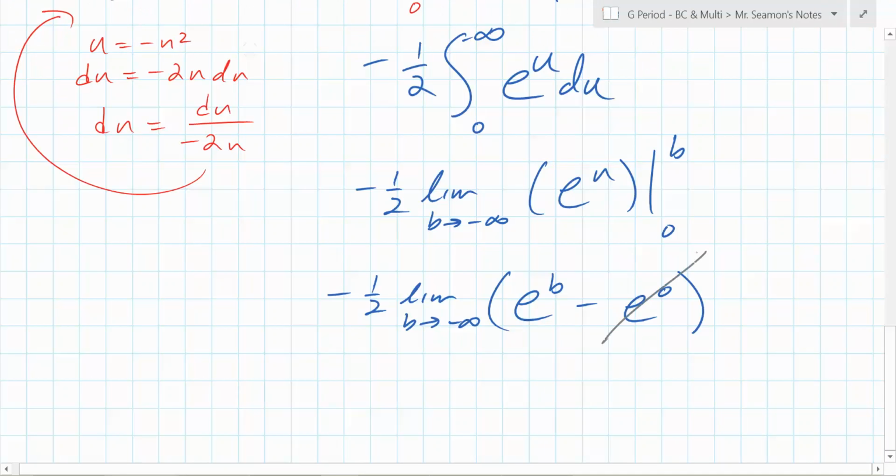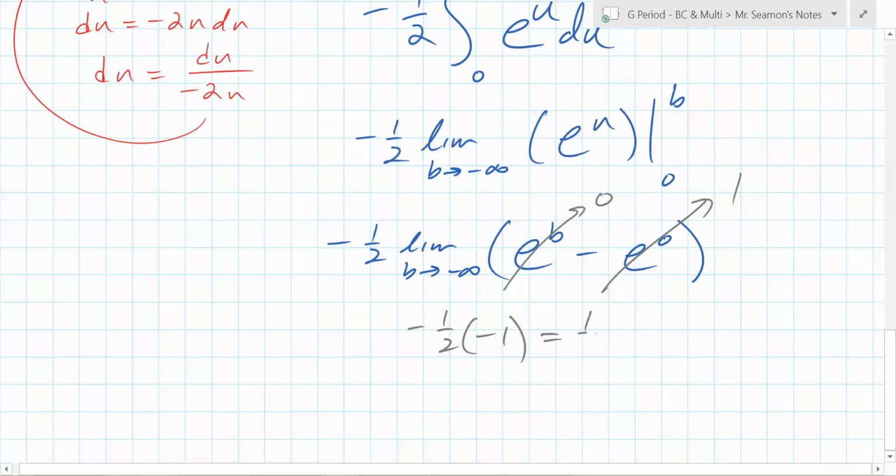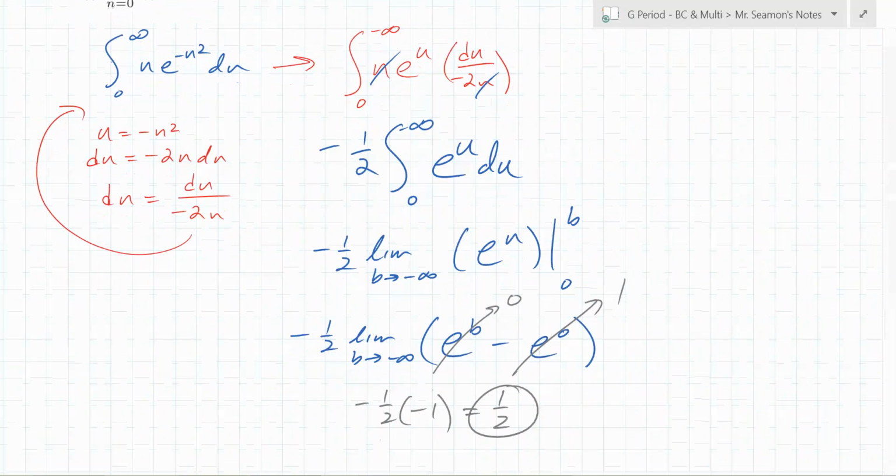1. This is 1. Well, b is going to negative infinity. So what does this go to? 0. Goes to 0. So you end up with -1/2 times -1, which is what? 1/2. So does it matter whether or not we change the limits of integration on this one?